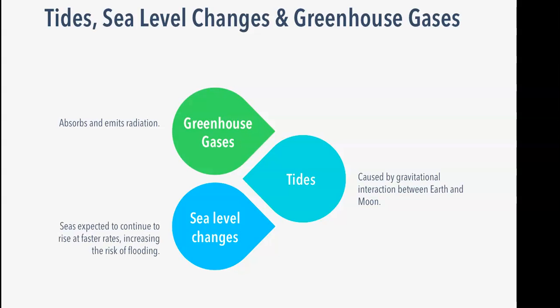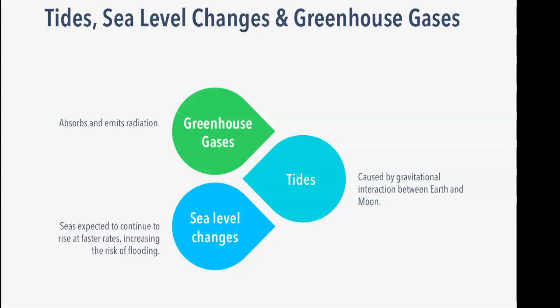Okay, let's just talk about precipitation real briefly here before we get to tides, sea level changes, and greenhouse gases. Precipitation results in water returning to the ground. Tiny droplets of water are always colliding within the clouds. As they collide, they join to form drops. Snow and hail are also forms of precipitation.